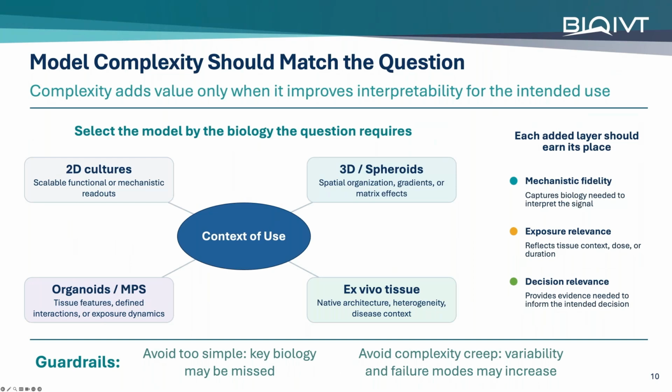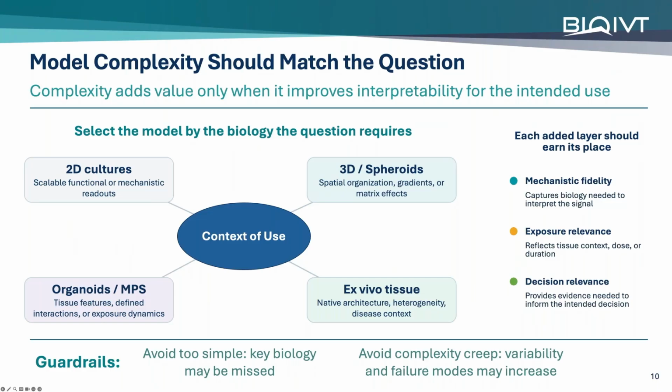For me, there are three useful considerations here. The first is mechanistic fidelity. Does the system include the biological components necessary to interpret the signal we are measuring? The second is exposure relevance. Does it reflect the tissue context, dose, duration, exposure behavior necessary for the question? And third is decision relevance. Does the added complexity actually provide the evidence we need for the intended decision?